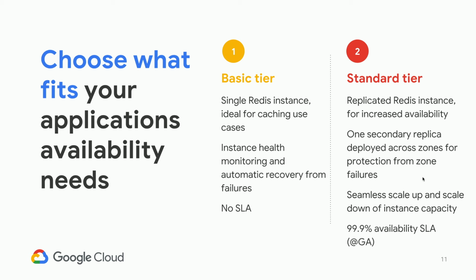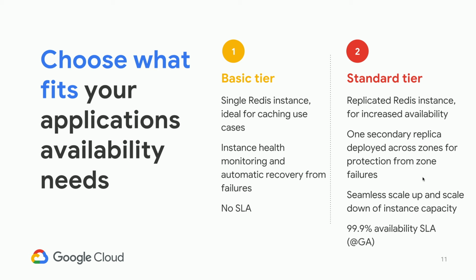The standard tier is what you want to use if you rely on Redis as a key component in your application and you want high availability for Redis. So what do we do in the standard tier? We provide a replicated instance of Redis, with one secondary replica deployed across zones. What that means is that if there is a zonal failure, your applications are unaffected because we automatically fail over the Redis instance to the other zone.